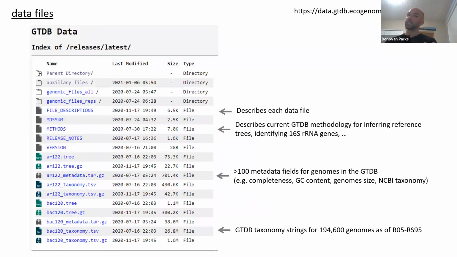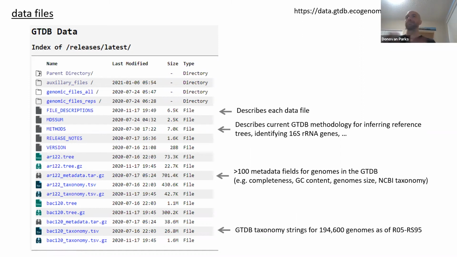If you're a bioinformatician, probably the most useful section of the website is actually just these raw data files. So I won't go through all of these, but there is a file descriptions file which explains what all these different files are, and there are a bunch of other files in these subdirectories. There is a methods file which explains how this exact release of the GTB was put together.